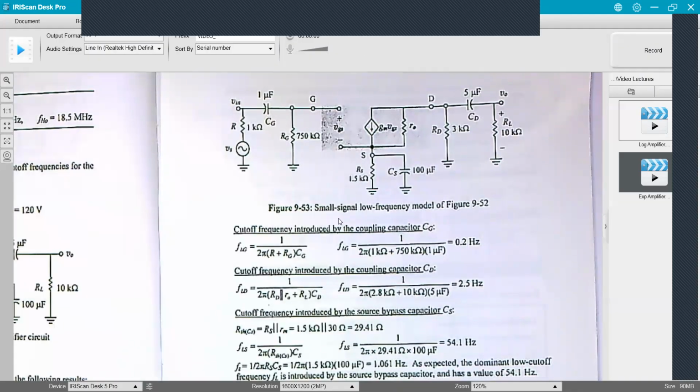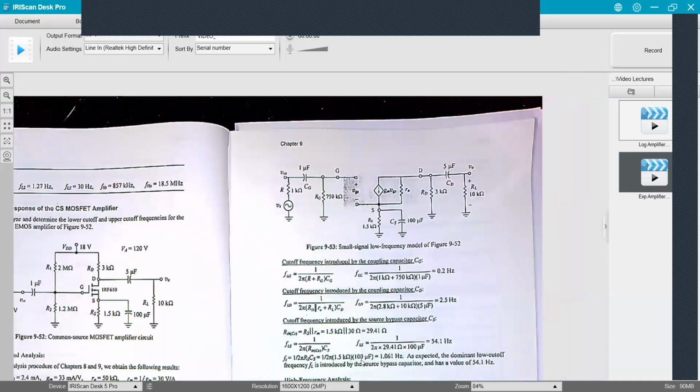Okay, so back to my drain capacitor. It is CD times the equivalent resistance seen between its two terminals. And it sees RD in parallel with RO. Remember, this is short. So RO goes to ground, connects back to here, and RL. And so it gives me a pole location of 2.5 hertz.